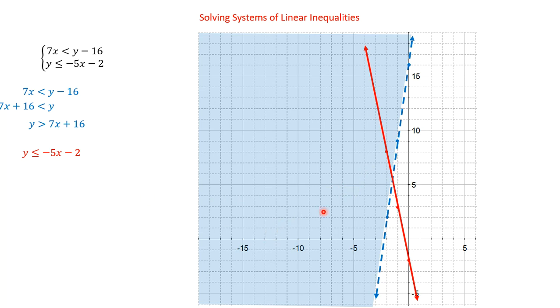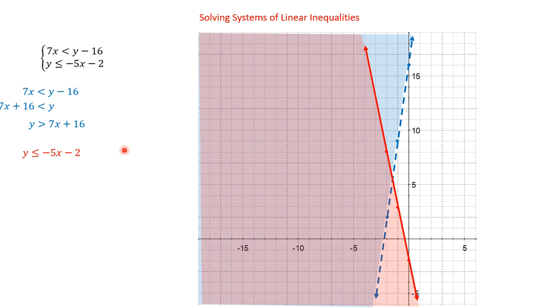We can plug in a point. We have 0, 0 right here. Is 0 less than negative 2? No, it's not. So points over here should work. We could plug in negative 10, 0. Negative 10 times negative 5 is 50. Is 0 less than 50 minus 2? Yes, it is. So we can shade that side of the graph.